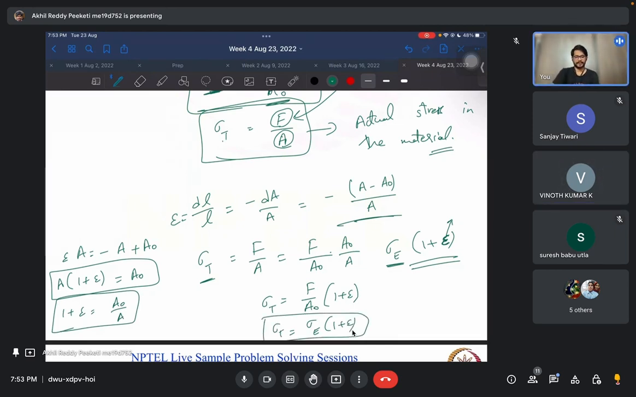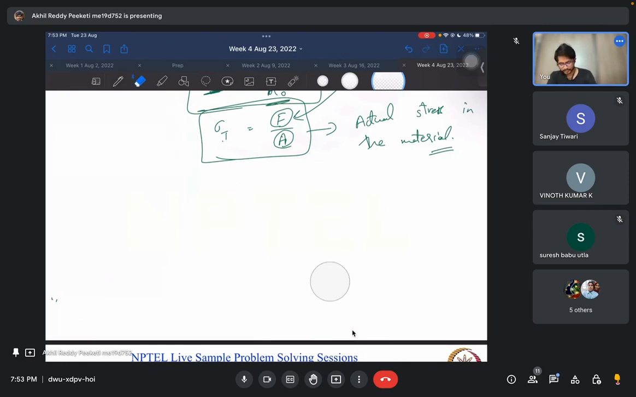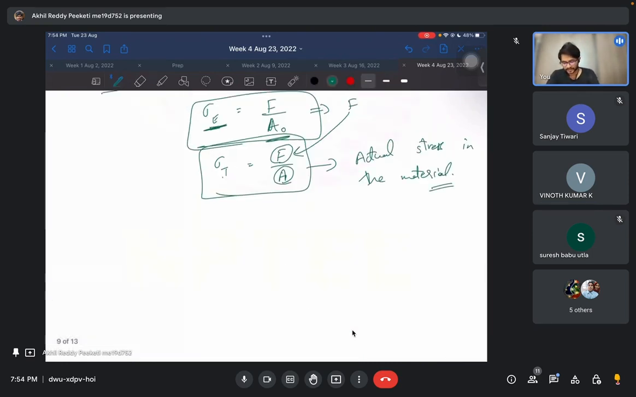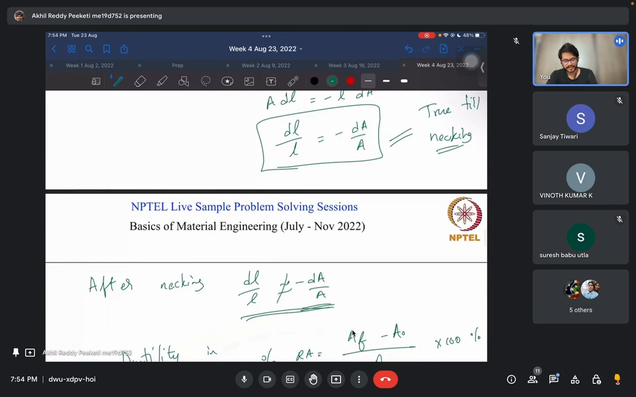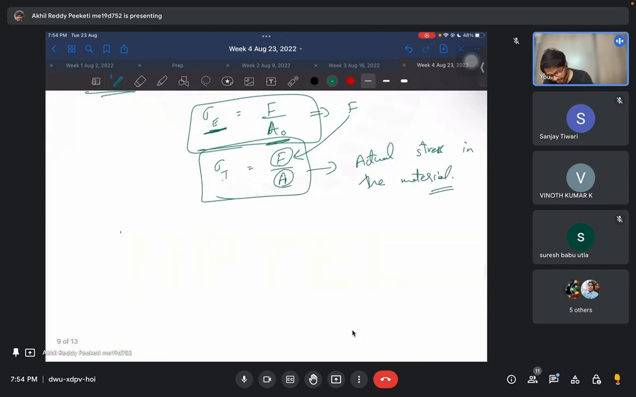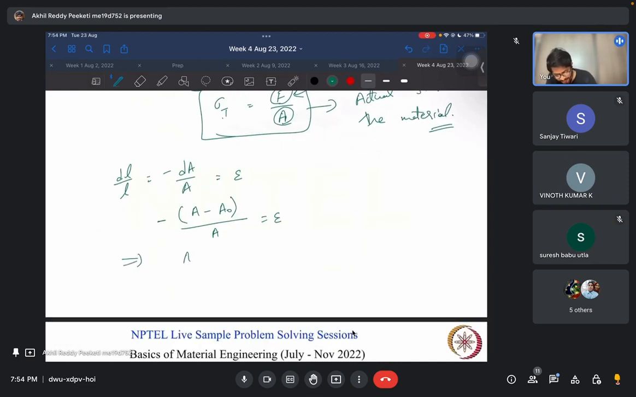Is this clear, or should I derive it once? So sigma, the true stress, is basically in terms of the actual load and the instantaneous area. Now we have seen earlier that till necking dL by L is minus dA by A, right? So dL by L is minus dA by A, which is the strain, by definition the engineering strain. Now what is dA? Basically the change in area compared to the initial area, right? So this makes it A minus A naught, which is equal to minus epsilon A.